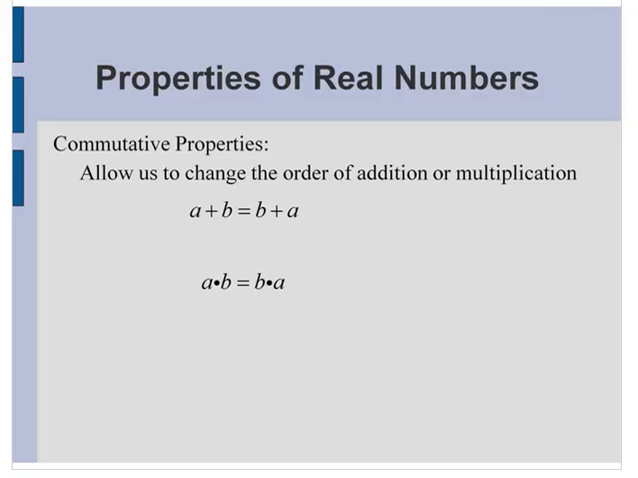In other words, if we have a sum of two numbers, a plus b, it is known that that is equivalent to the sum of b and a. Similarly, the product of a and b is equivalent to the product of b and a. We are allowed to switch the order in addition or multiplication.